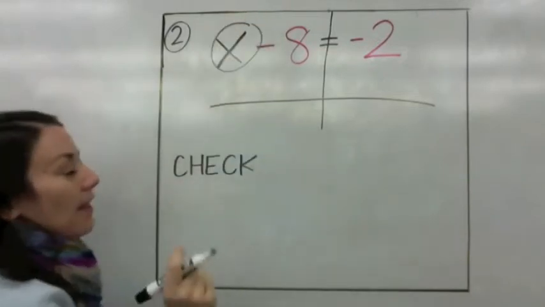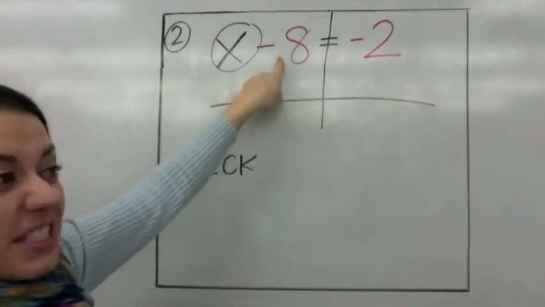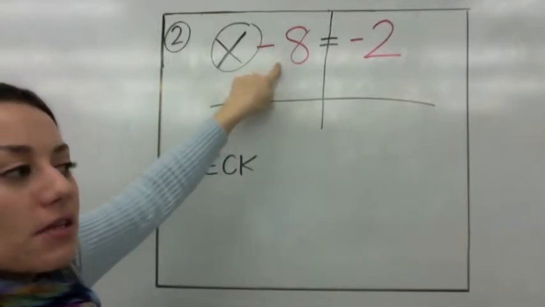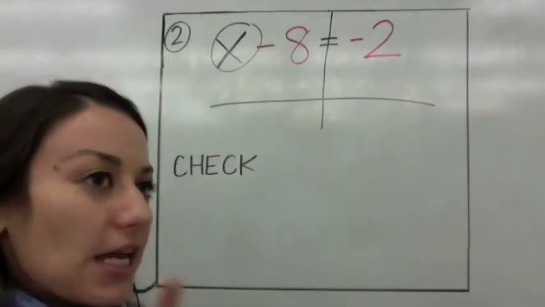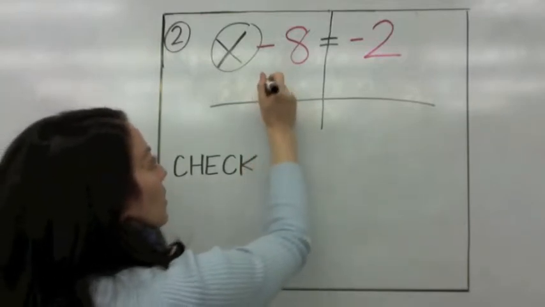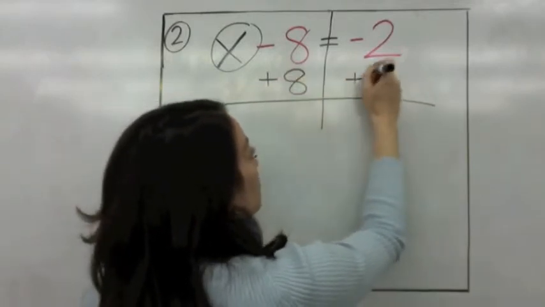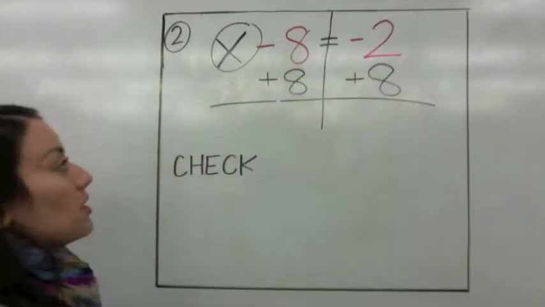Circle x, and then you ask yourself, okay, by looking at the number that is next to x, what is the opposite of this number? What's the opposite of negative 8? The opposite of negative 8 is positive 8, right? So you add 8 to both sides. What you do to one side, you have to do to the other side.